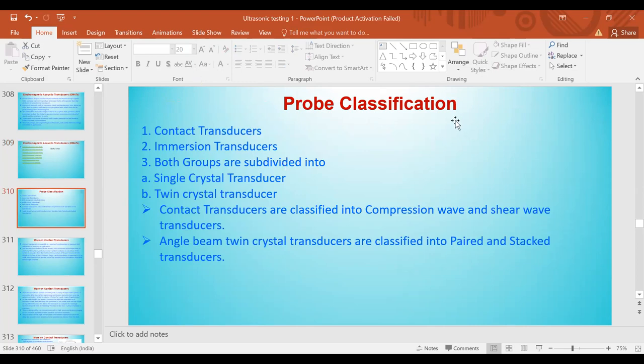Then transducer classification: contact transducer and immersion transducer. Both groups are subdivided into single crystal transducer and twin crystal transducer. Contact transducers are classified into compression wave, shear wave, angle beam, and twin crystal transducers. Immersion transducers are classified into paired and stacked transducers.